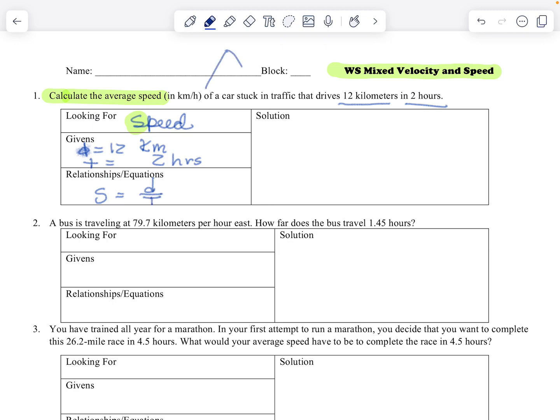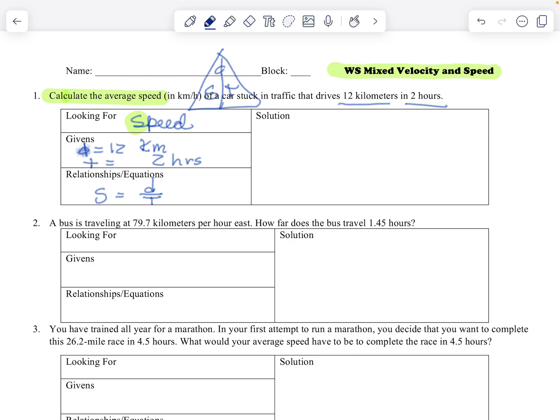Don't forget, I'm going to jot down the speed triangle up here. Speed equals distance over time. So you can put that down where you need to.